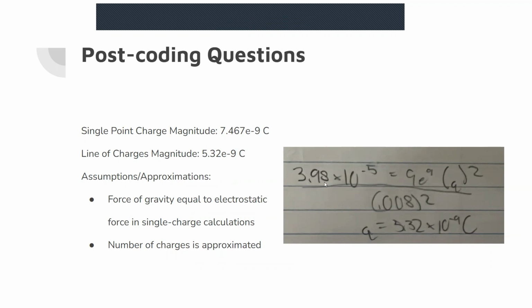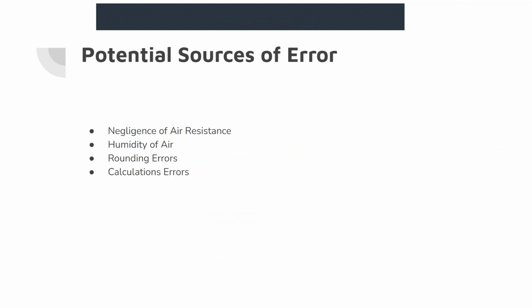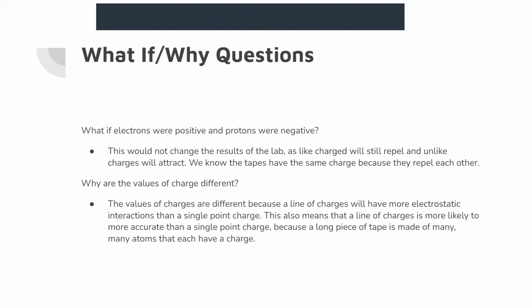Some assumptions and approximations include that the force of gravity is set equal to the electrostatic force in the single charge calculations, as I mentioned, because the tape is not moving. And then the number of charges in the tape is approximated. Some potential sources of error in this lab include the negligence of air resistance, humidity of the air, rounding errors, as well as calculation errors.